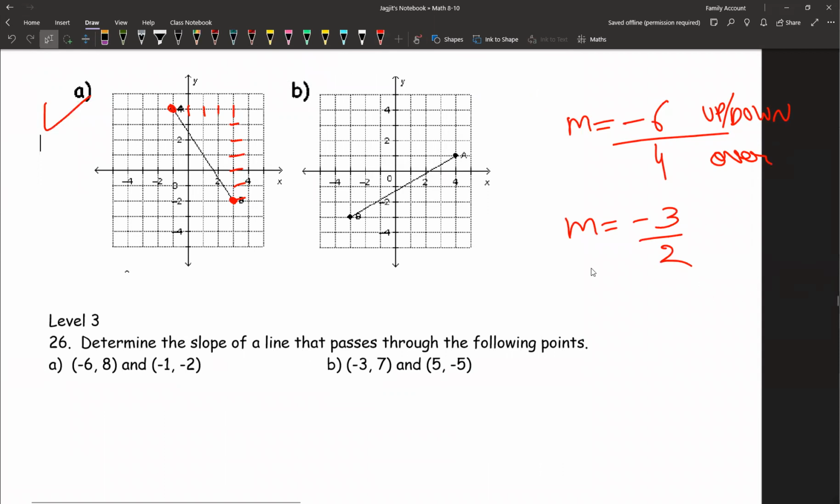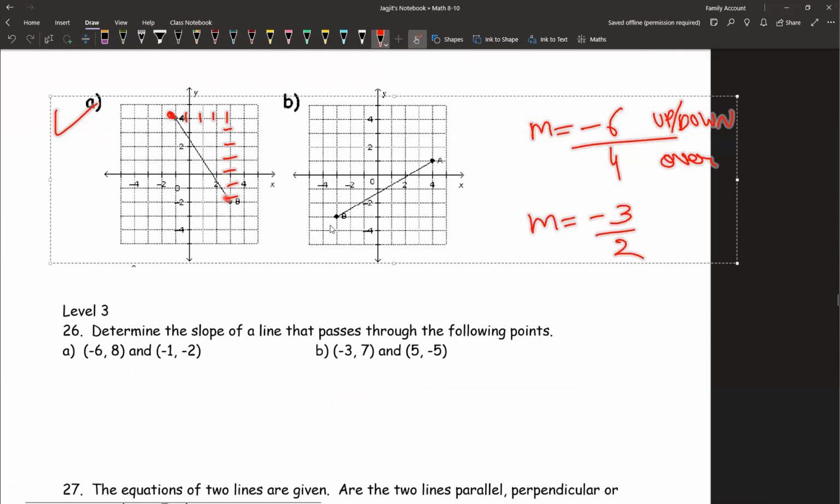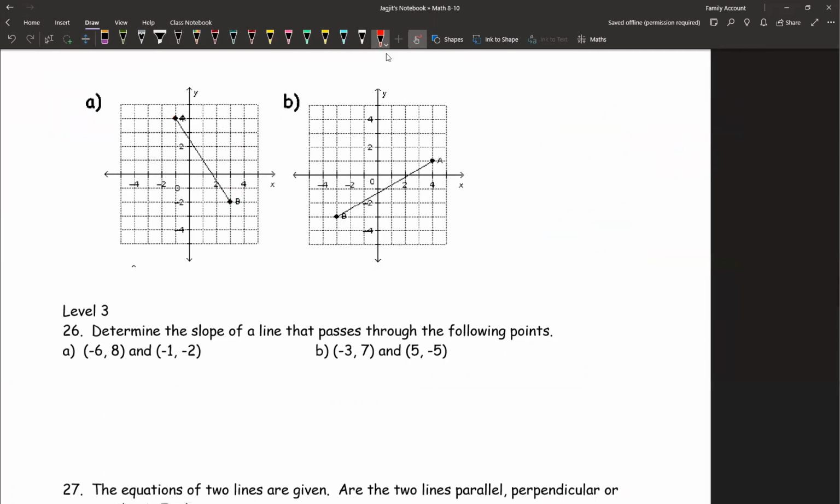Now let's get the slope of the other one, B. Same thing. They've given you this point right here, and that's the other point. How much over did you go? 1, 2, 3, 4, 5, 6, 7. The over value goes in the denominator. And how much up? 1, 2, 3, 4. 4 up, so positive 4. Your slope is 4 over 7.